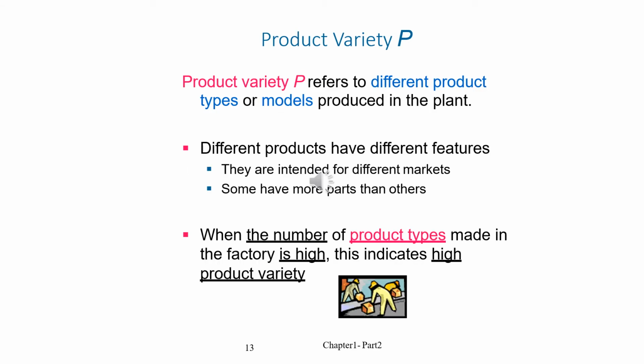And we're going to talk about product variety, P. Later on, I'm going to talk about P meaning price, but for this chapter, P means product variety. Different product types and models, right? Let's talk about this slide first. Different products have different features, and they're all different. Think of cars, right? I want to think about cars because I'm going to talk about that a bit. Some have more parts than others, yeah. When the number of product types made in a factory is high, it indicates high product variety.